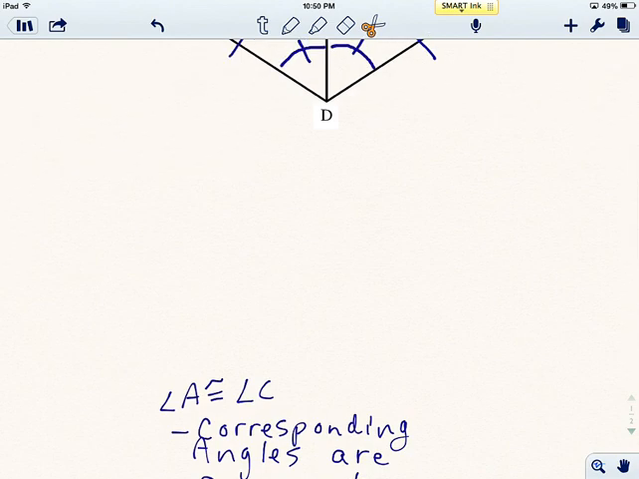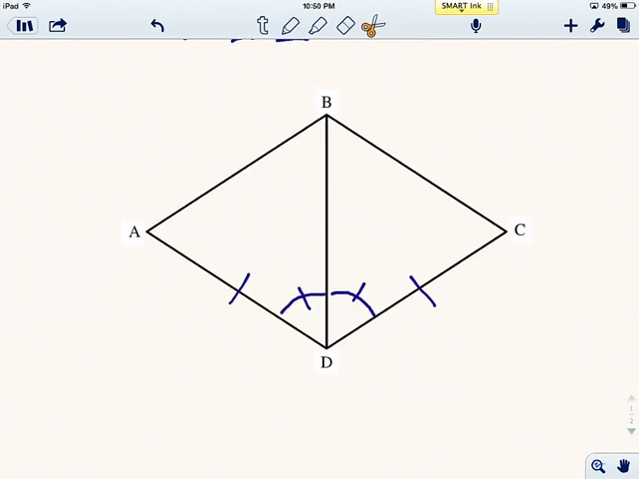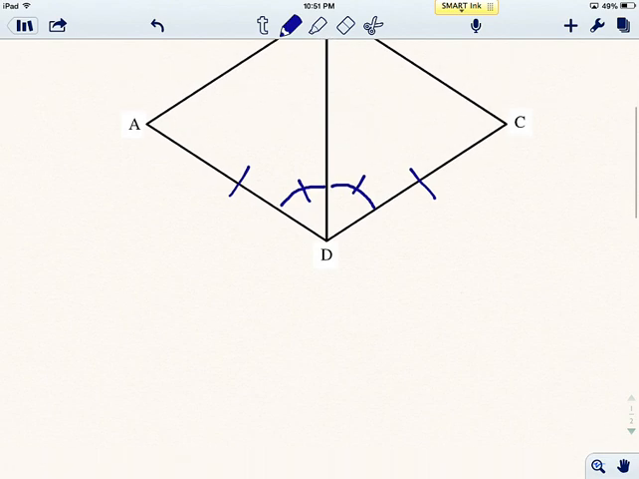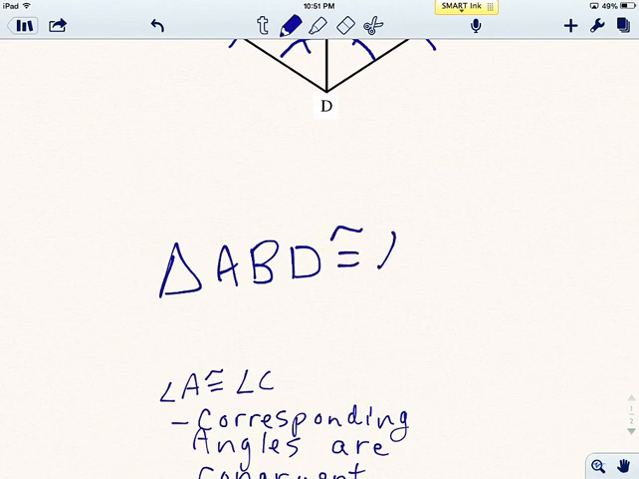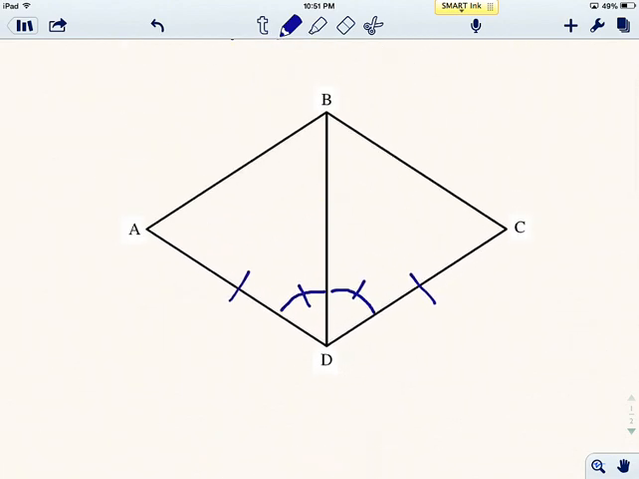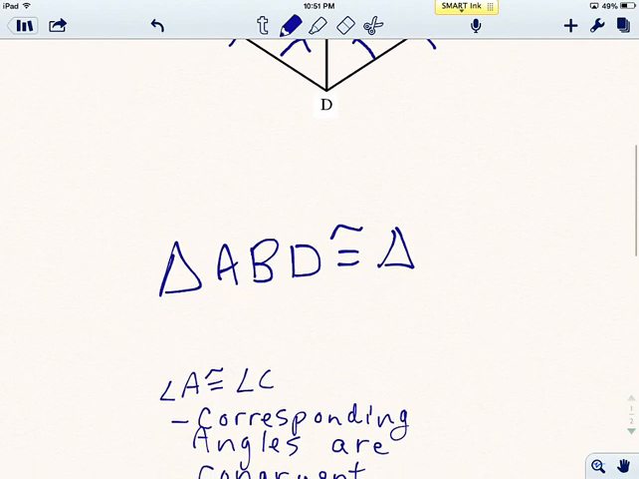Good. So in order to prove that A and C are congruent, we need to prove that the big triangles are congruent. So we need to say that triangle ABD, sorry if that's sloppy, is congruent to triangle, and we look up here, CBD. So triangle CBD.